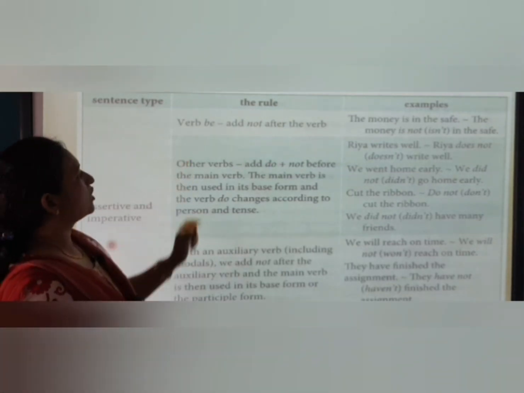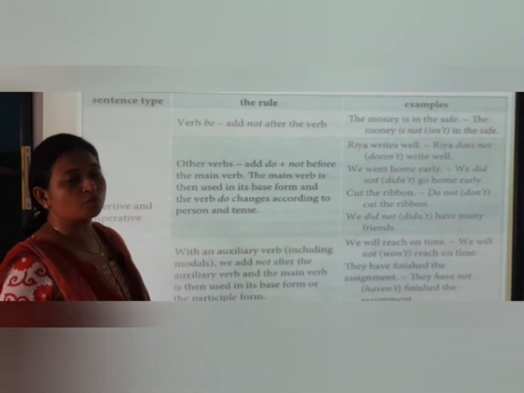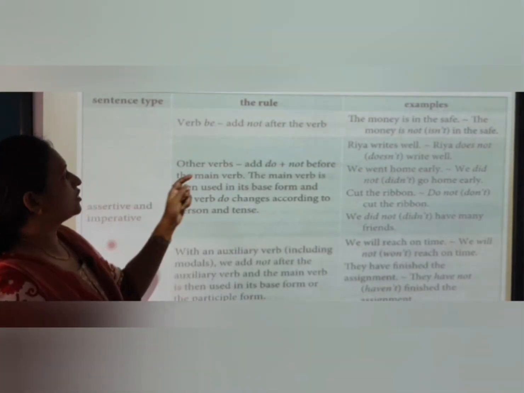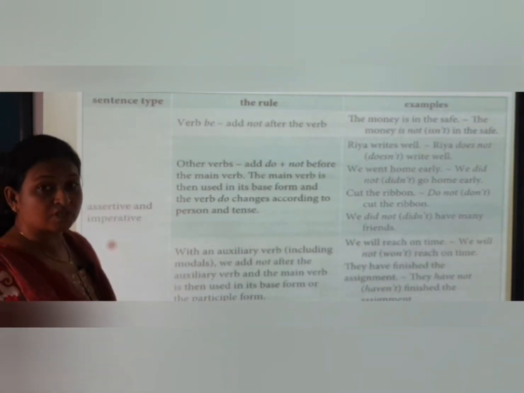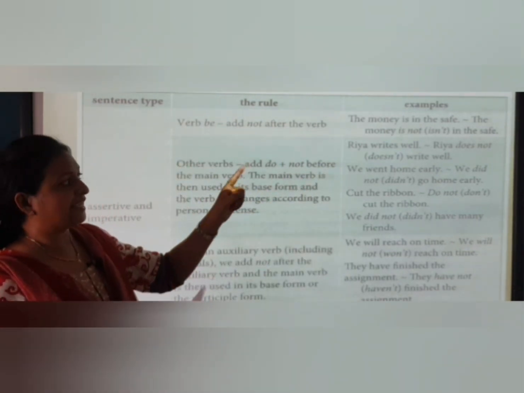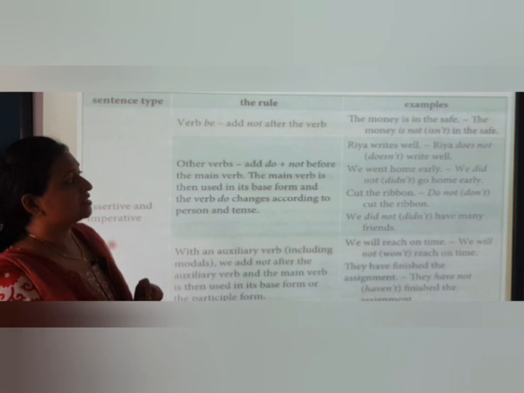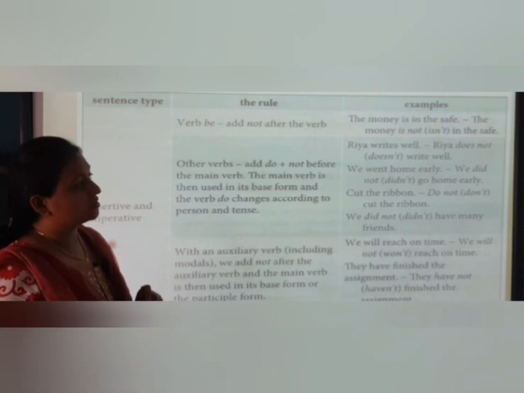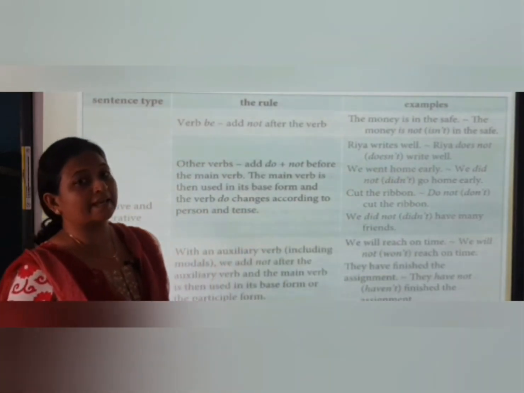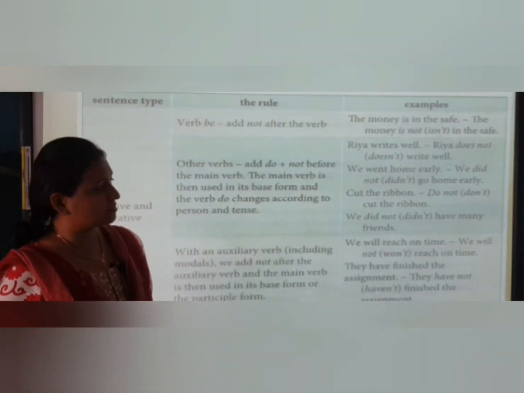So if you have the verb be, which is a be form of the verb, is, was, are, were, these are all be forms of the verb, you have to add not after the verb. The money is in the safe. Which form of be is there? Is. So after is: the money is not in the safe. You can even write the short form, is not can be written as isn't.